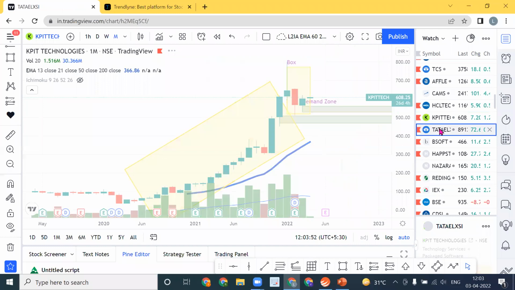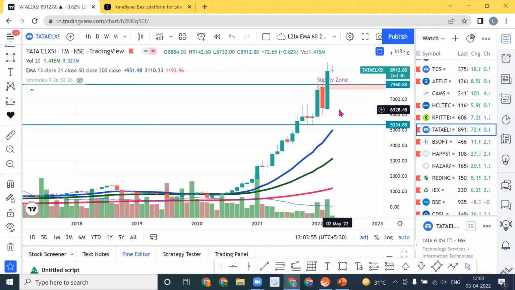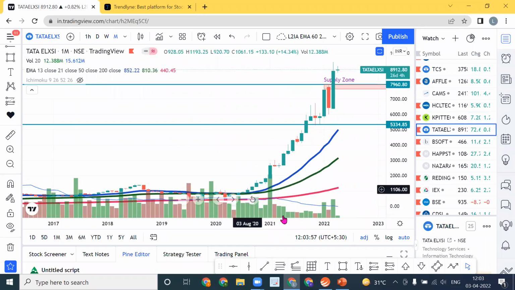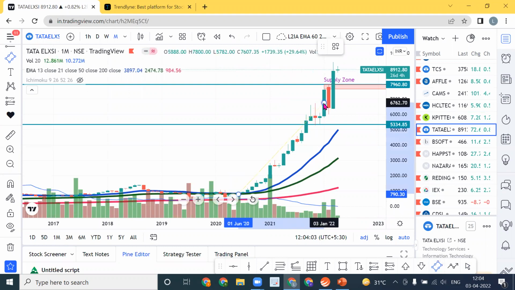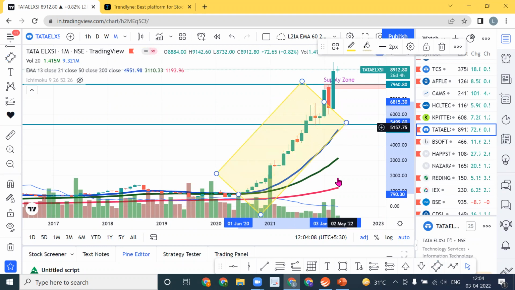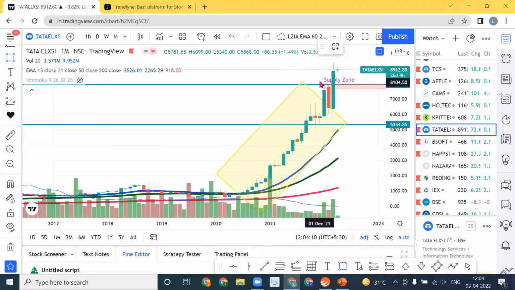See Tata Elxsi. Growth phase. Now there is a breakout.